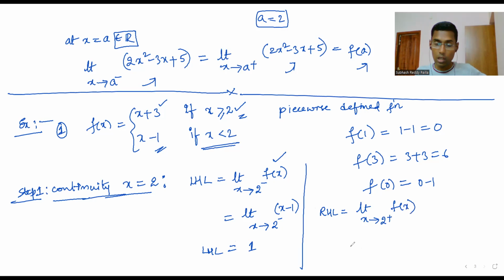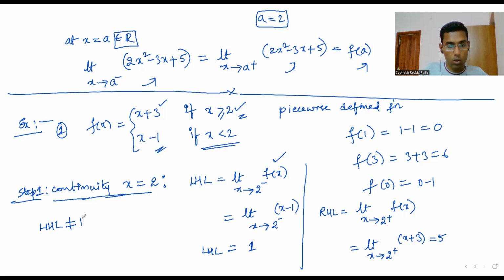First you should write this. And this is limit x tends to 2 plus, what is f of x? X plus 3. This is 5. So first of all, the left hand limit LHL is not equal to RHL.